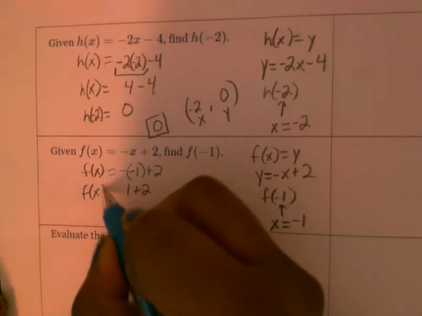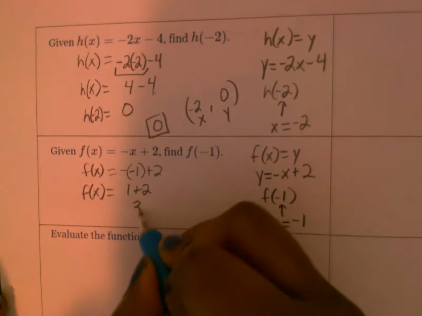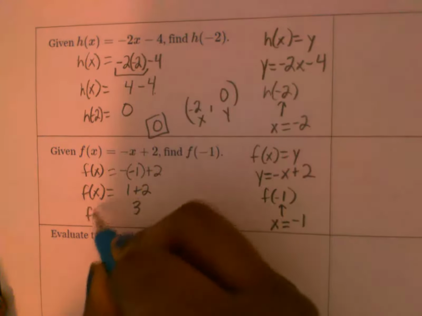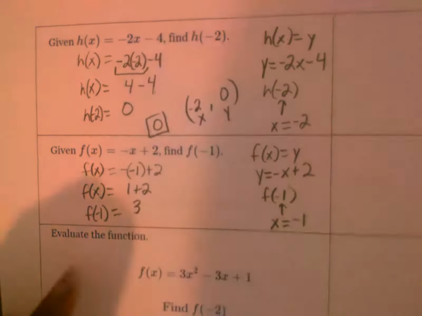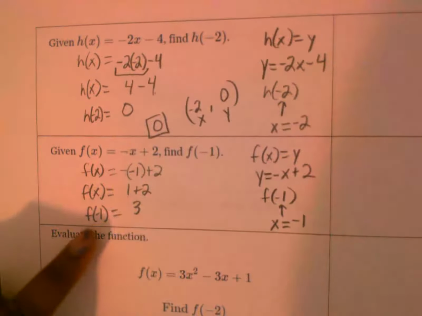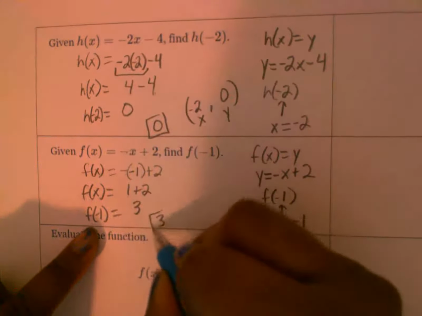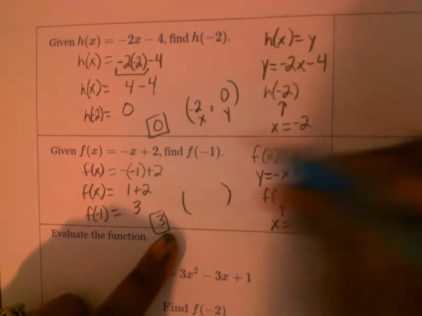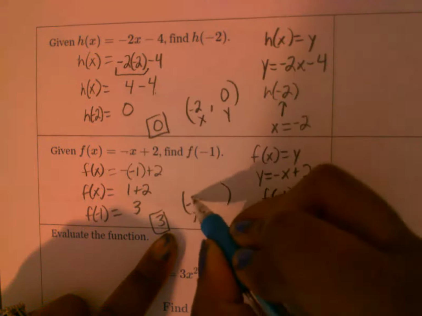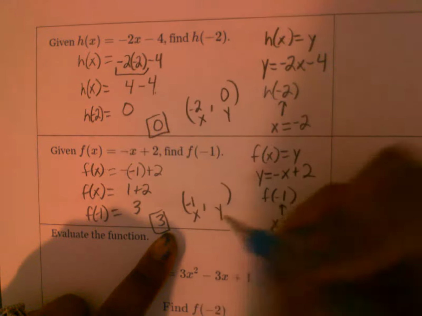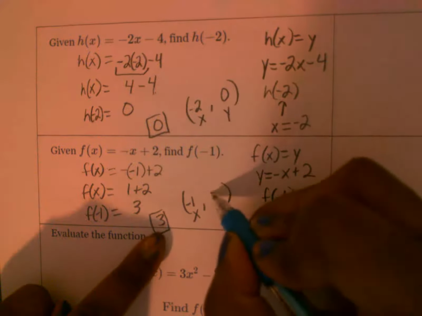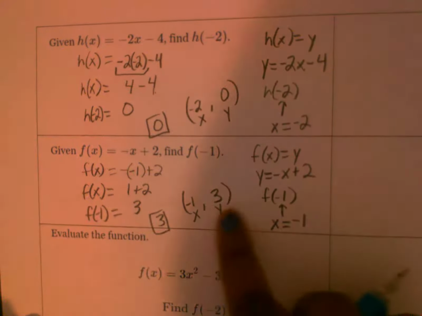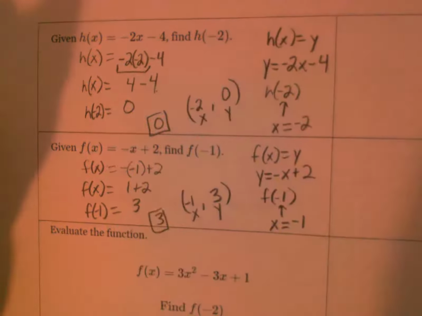So my f of x is equal to 3, or I can say f of -1 is equal to 3. So again, the answer that they want you to type in is 3. If they wanted you to write this as an ordered pair, x they already gave you, which was -1. The y, which you just found out, was 3. So if they wanted you to write it as an ordered pair, this is what you would write. Okay?